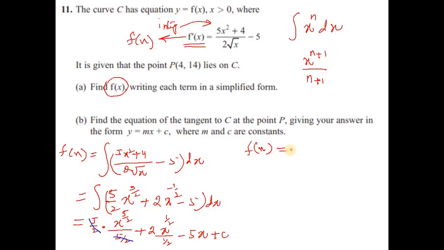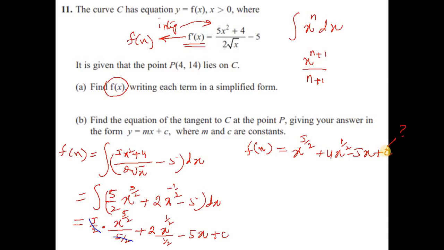So you can say that f of x is x to the power 5 by 2 plus 4x to the power half minus 5x plus c. So this is my function f of x, but it is not the answer because I still have c unknown and I need to figure out the value of c.